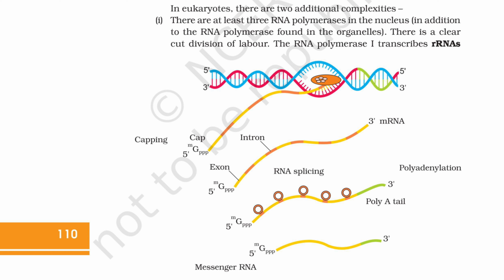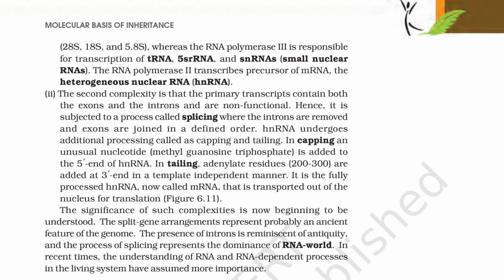The RNA polymerase 1 transcribes rRNAs, 28S, 18S, and 5.8S, whereas the RNA polymerase 3 is responsible for transcription of tRNA, 5S rRNA, and snRNAs, small nuclear RNAs. The RNA polymerase 2 transcribes the precursor of mRNA, the heterogeneous nuclear RNA, hnRNA. 2. The second complexity is that the primary transcripts contain both the exons and the introns and are non-functional. Hence, it is subjected to a process called splicing where the introns are removed and exons are joined in a defined order.